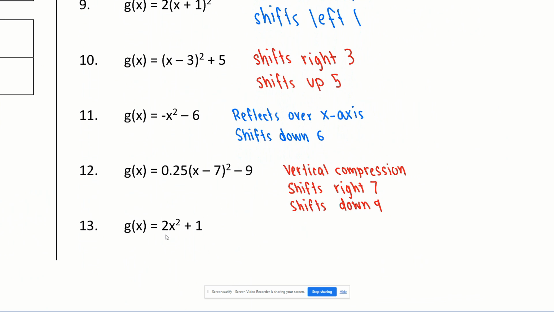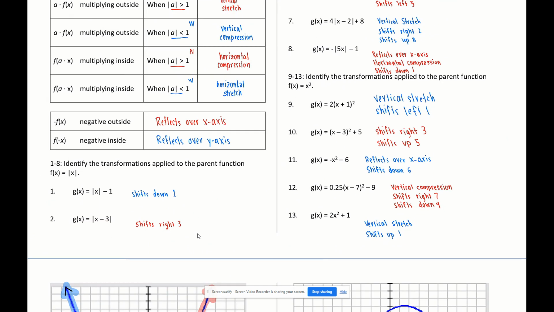Okay, last one. We're multiplying by 2. It's definitely outside because there's no parentheses at all. So kind of like the one up here, number 9, it's going to be a vertical stretch. Kind of wish I would have used a different number there, but can't go backwards at this point. And then this +1 also is outside, so it's a vertical shift. +1, up 1. So it shifts up 1. Okay? So there you have it. All fairly easy.